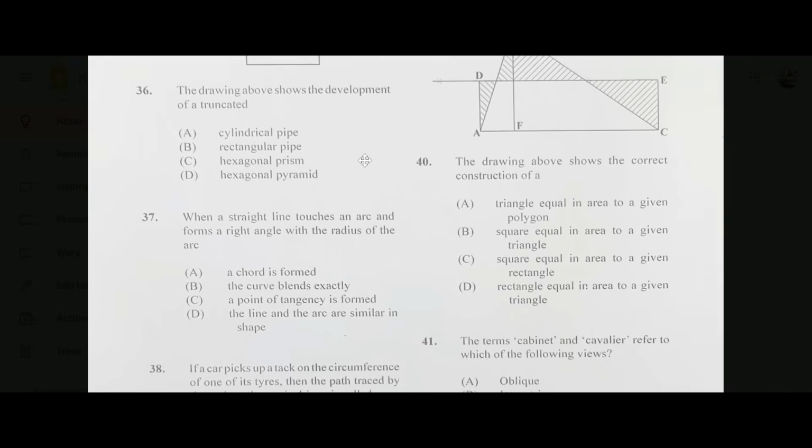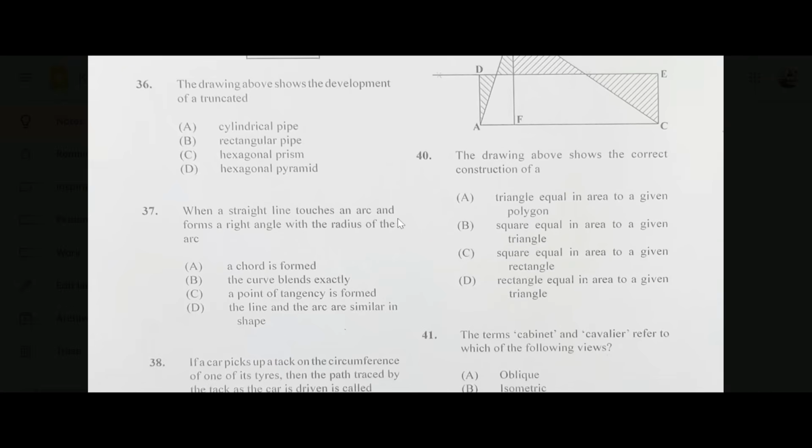Number 37. When a straight line touches an arc and forms a right angle with the radius of the arc, a point of tangency is formed, number 37C.